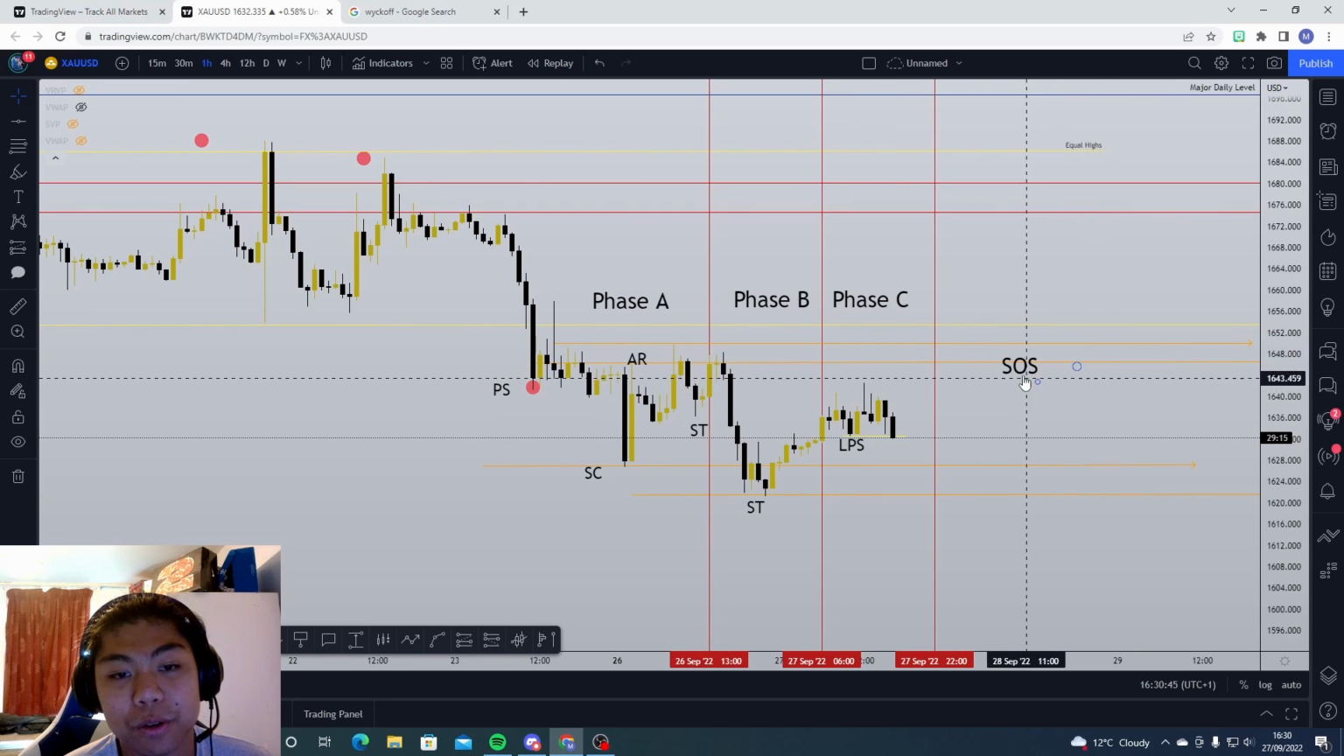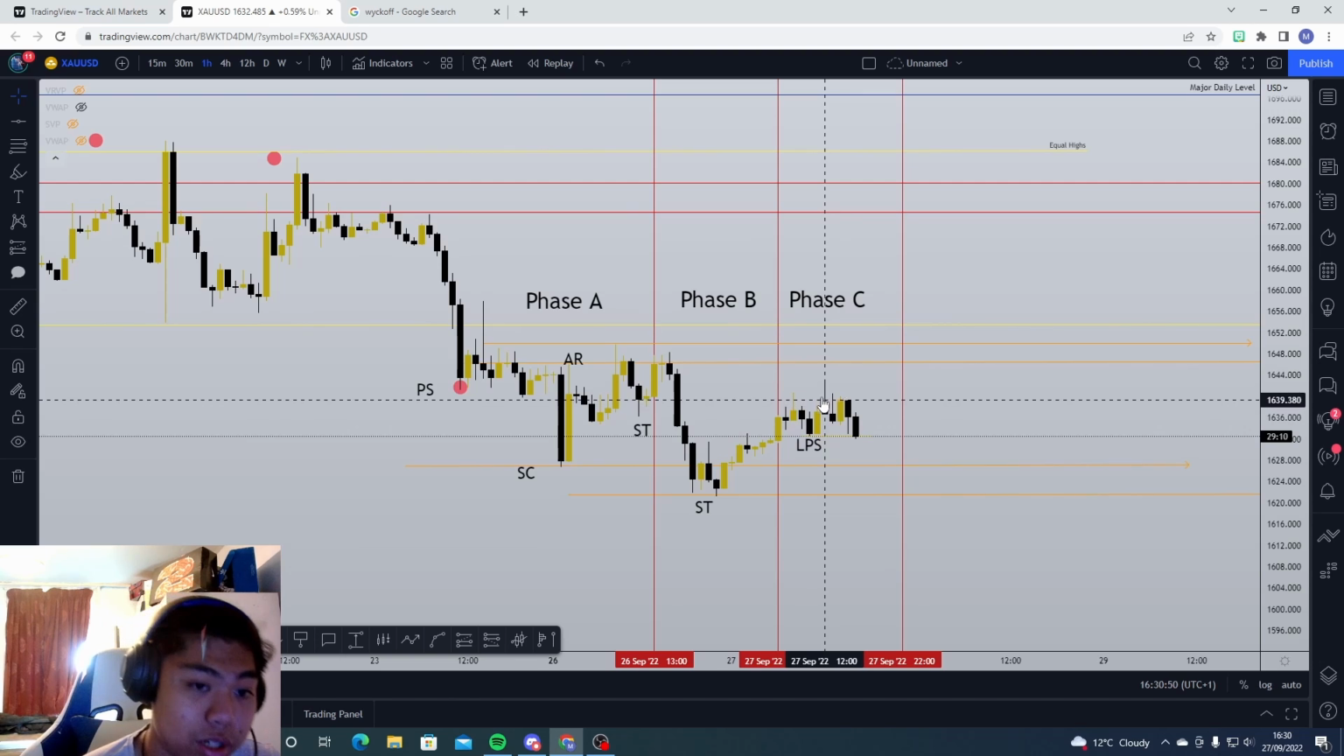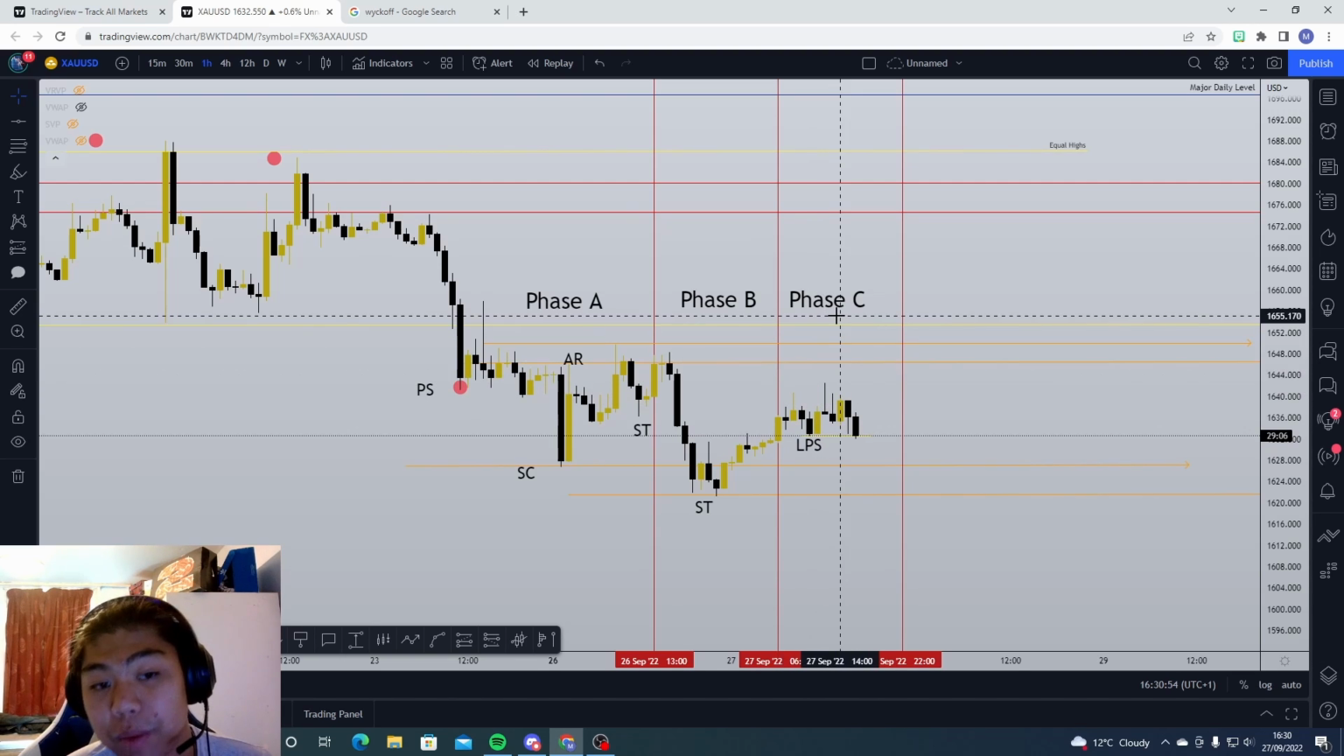We'll wait for all the phases to be done, and then I'll show you guys the entry on the Discord, where I enter, where my stop loss is and stuff like that, so you can follow along with my trade and see how I'm managing it as well.